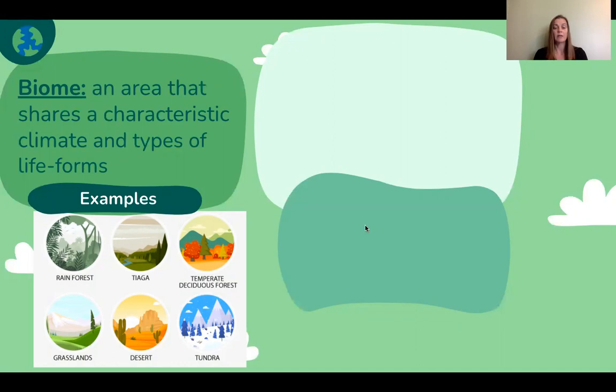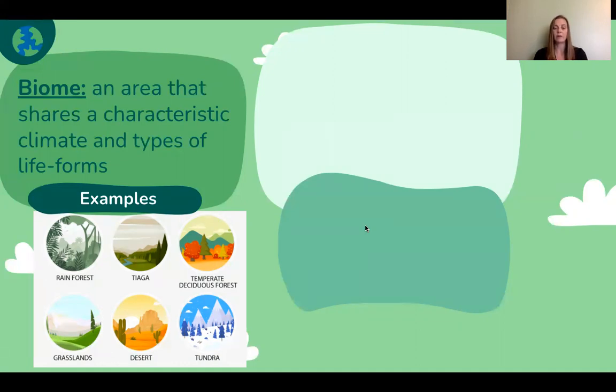coniferous forest. Temperate deciduous forest is actually the biome that we live in here in southeastern Virginia. Despite the fact that we might not actually live in a forest, still our biome is considered temperate deciduous forest because it is hospitable to trees. We have grasslands, deserts, tundra, savanna, shrublands.